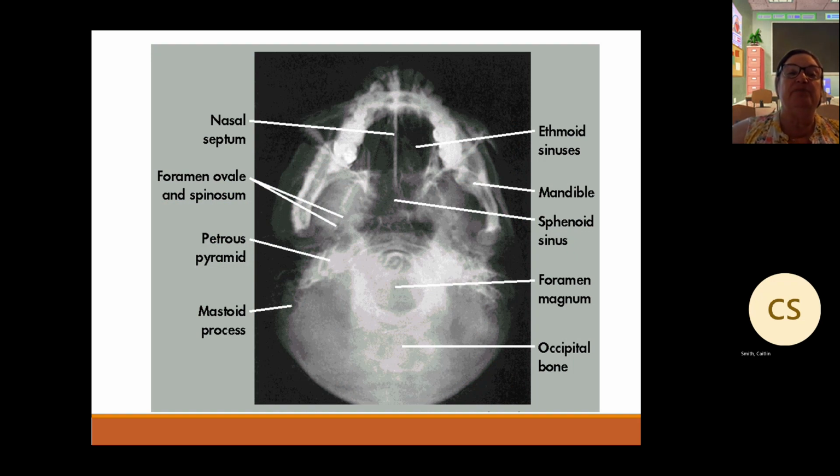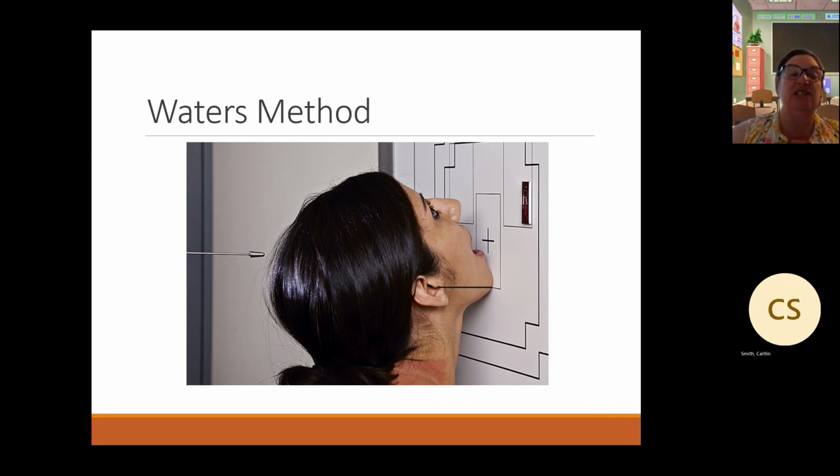Now, here we have a picture of the SMV, and we can see the mandible up and above the base of the skull. We see the foramen magnum and the odontoid. We can see the sphenoid sinus in here and the ethmoid. And the petrous portions are hanging out down here. And what you can do is look at the mandibular condyles to see if they're equal distance from the outer edge of the skull to tell rotation.